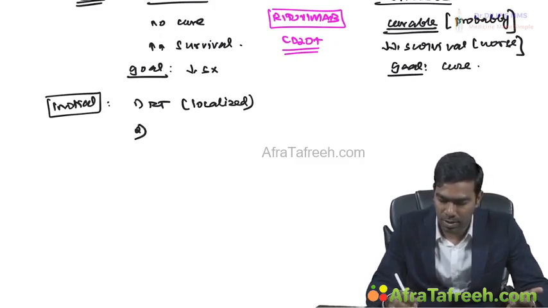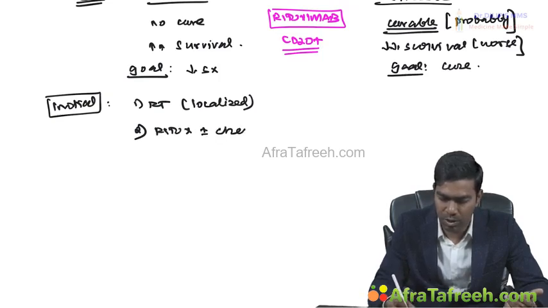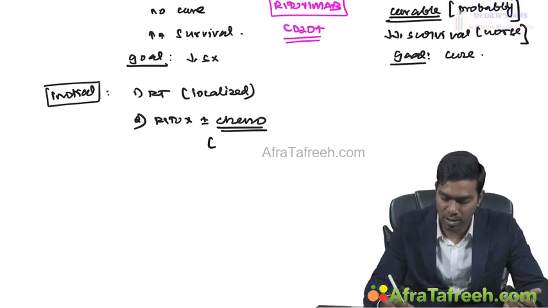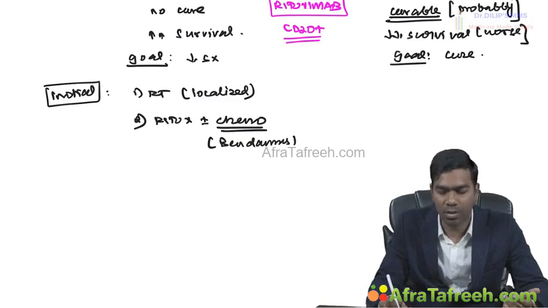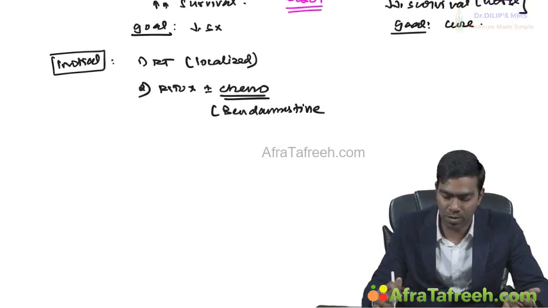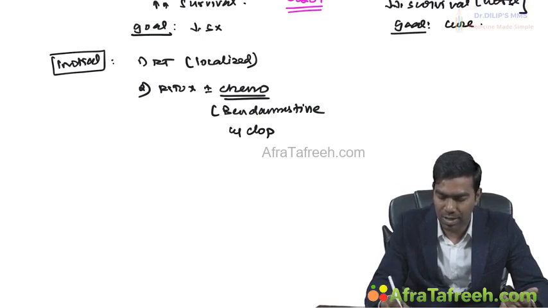Second option, you can use rituximab plus chemotherapy. What chemotherapy can you try? You can try agents like bendamustine. You can try any one, not all, because there is no point in treating the patient very aggressively and exposing them to the side effects of these drugs. Any one you can use: bendamustine, or other alkylating agents like cyclophosphamide, or you can even use fludarabine.